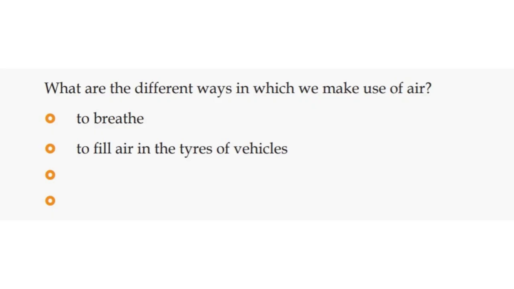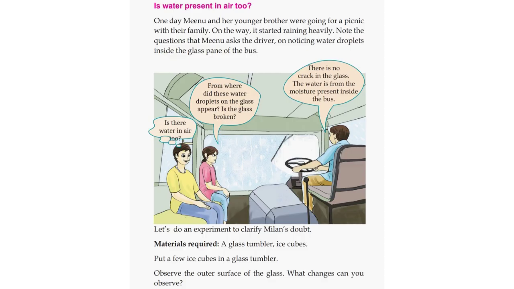What are the different ways in which we make use of air? To breathe, to fill air in the tires of vehicles, for flying, for wind energy. Is water present in air too? One day, Meenu and her younger brother were going for a picnic with their family. On the way, it started raining heavily. Note the questions that Meenu asked the driver on noticing water droplets inside the glass pane of the bus.